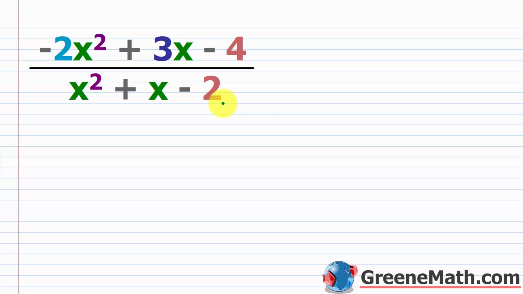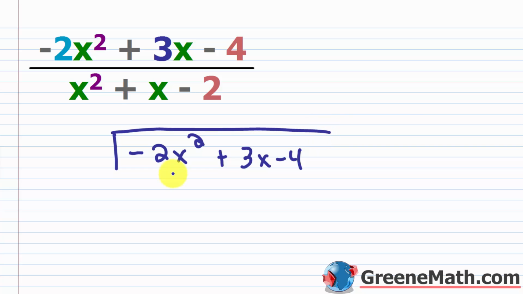So we're just going to do some long division and work with the remainder. Okay, so it's pretty easy in this case. So you have negative 2x squared plus 3x minus 4. This is only going to take a second. I know everyone hates long division. And then you have this x squared plus x minus 2.